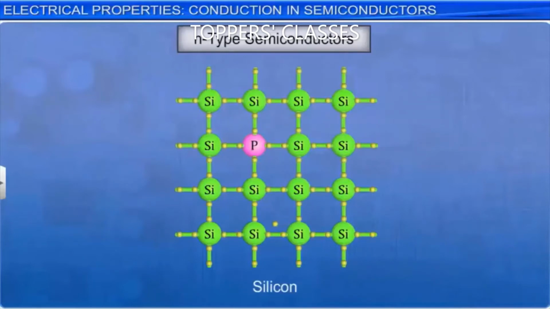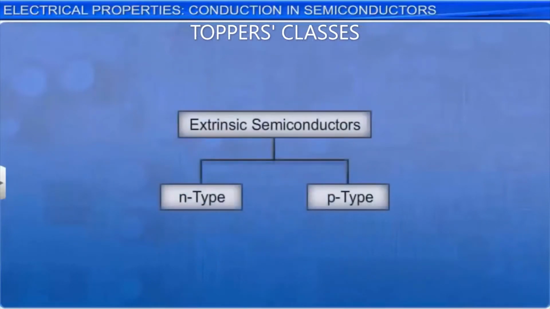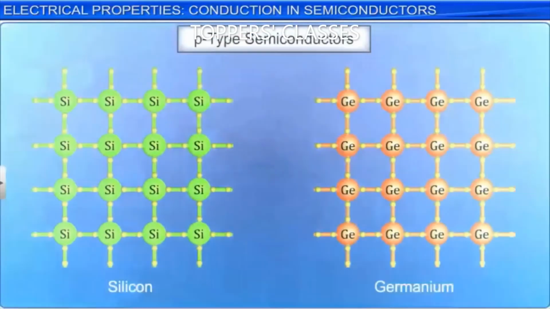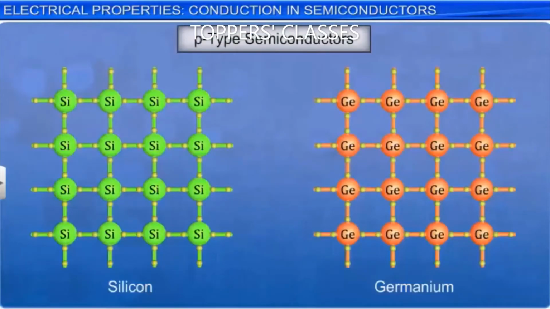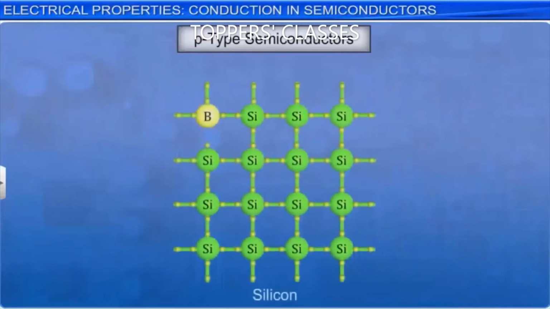Let us now study P-type semiconductors. The addition of a trivalent impurity such as boron, aluminium or gallium to an intrinsic semiconductor creates deficiencies of valence electrons. As you can see here, one electron is missing from one of the 4 covalent bonds in the silicon crystal lattice. These are called holes.